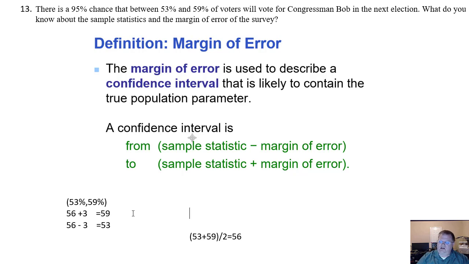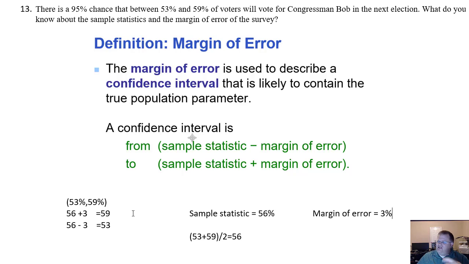Okay, so what are these things? Our sample statistic is the 56%, and our margin of error equals 3%. Now, I'm not one to walk away from a statistics conversation, so let me one more time try to talk to you about what all this means.